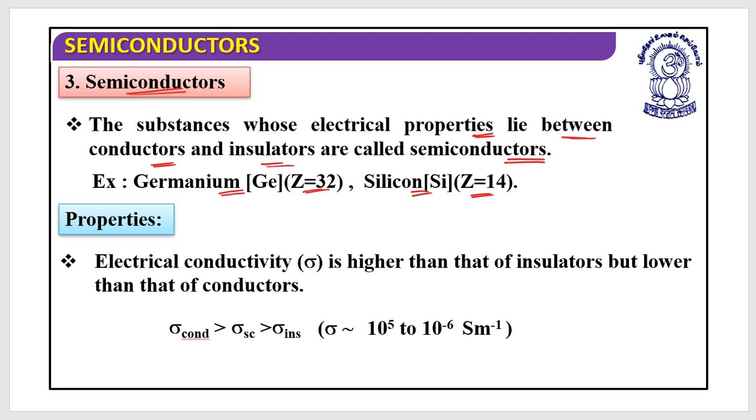The property of semiconductors is that their electrical conductivity is higher than that of the insulators, but lower than that of the conductors. So if I arrange them in order, the conductivity of conductors is greater than that of semiconductors, and the conductivity of semiconductors is greater than that of insulators. So its conductivity is higher.